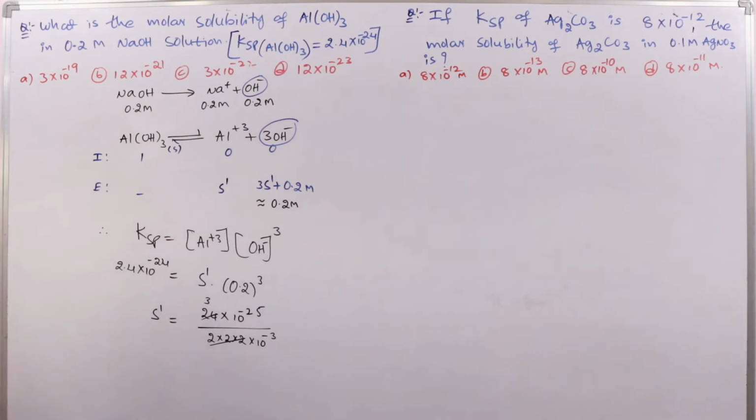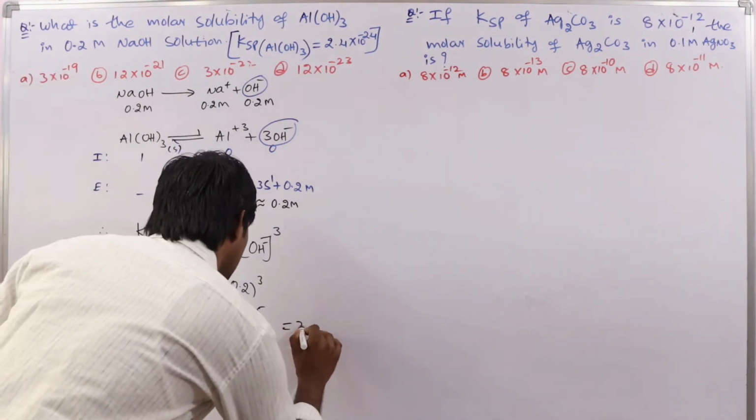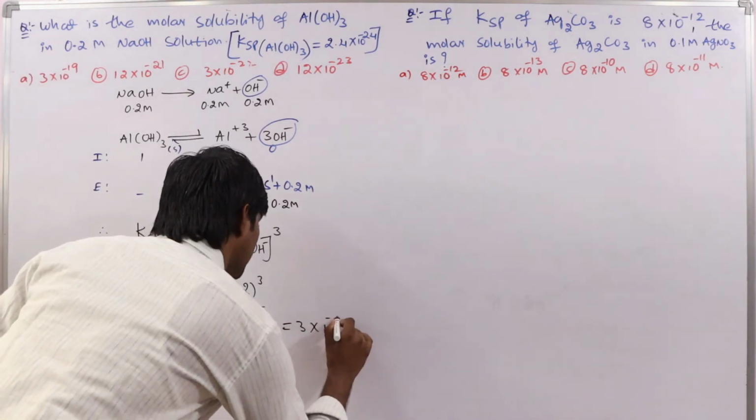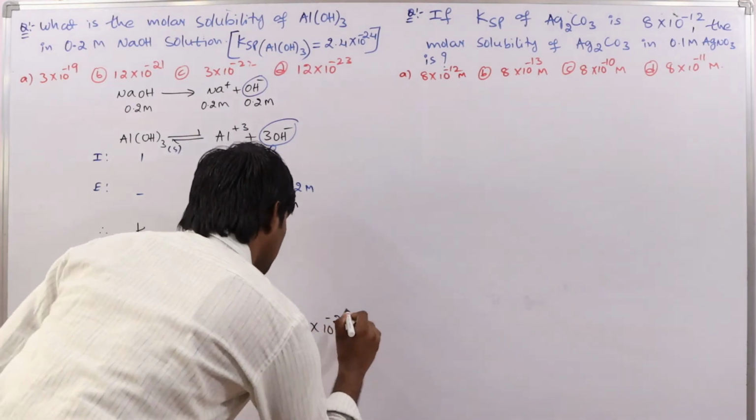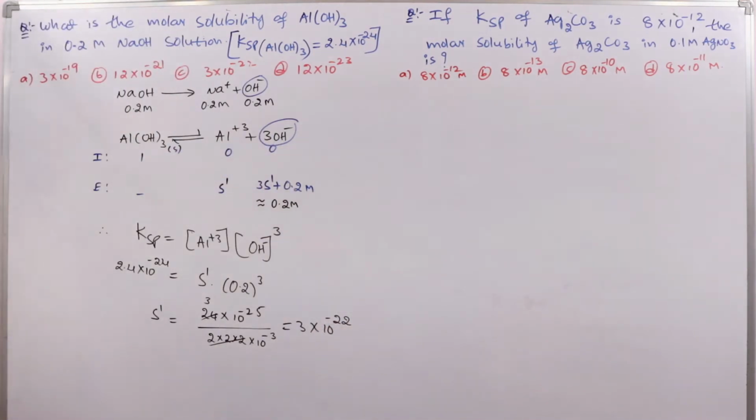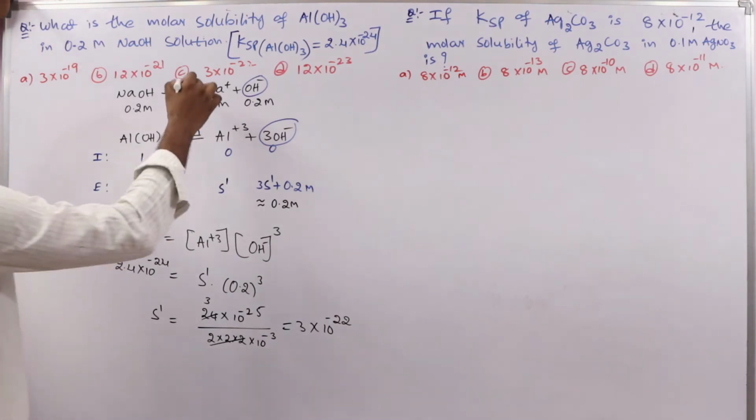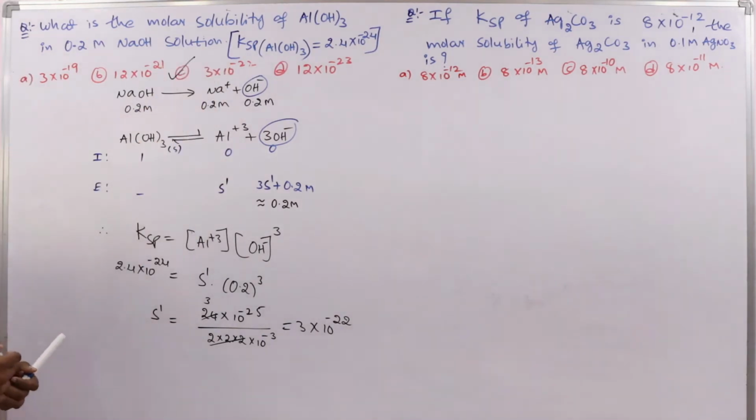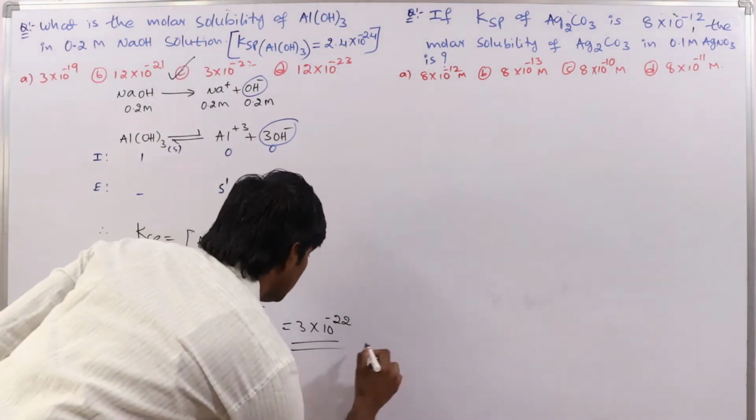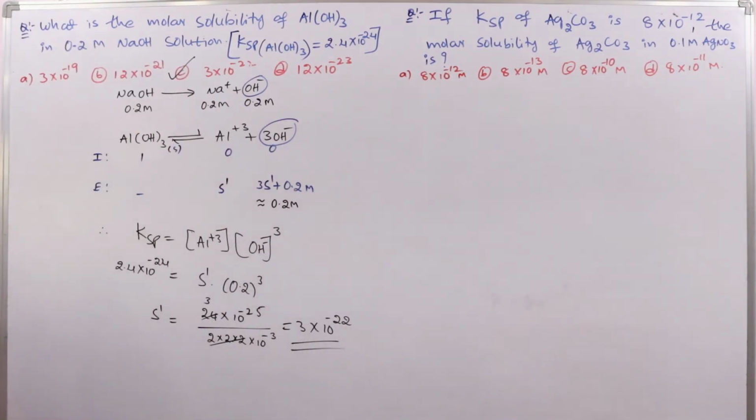3 times it will get cancelled. So overall we get 3 into 10 power minus 22. Okay, 3 into 10 power minus 22. So this is the option. Option C is the answer. Okay, 3 into 10 power minus 22.